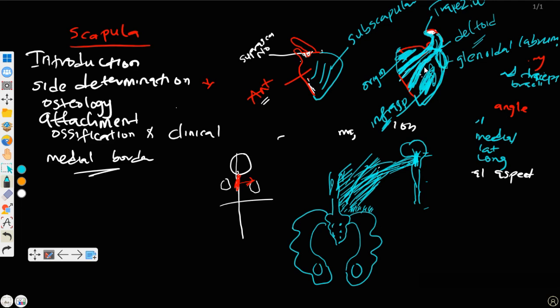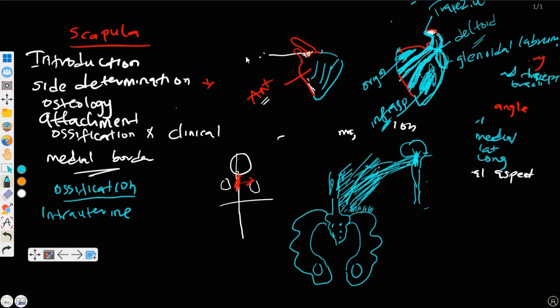After knowing the capsule as well as the muscles that are arising from the scapula, finally let's talk about the ossification of the scapula. The ossification of the scapula is how the scapula develops during intrauterine life. How does the scapula develop? Now the scapula develops from primary centers as well as secondary centers. The primary center is about one in the scapula. Let me show you an example here.